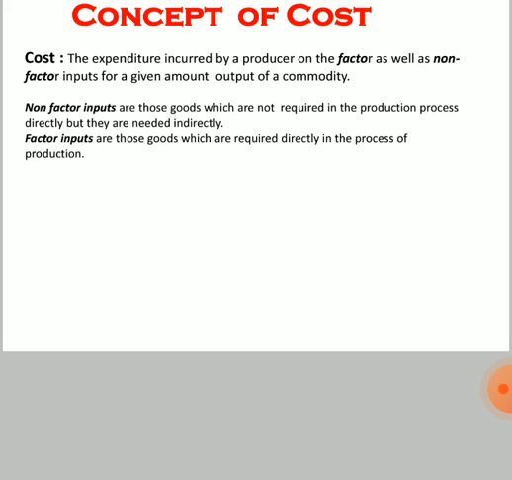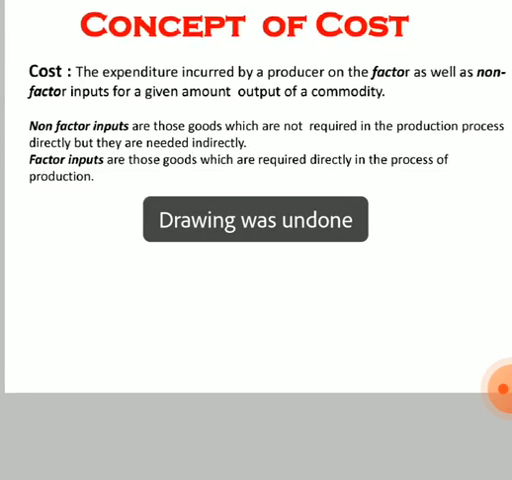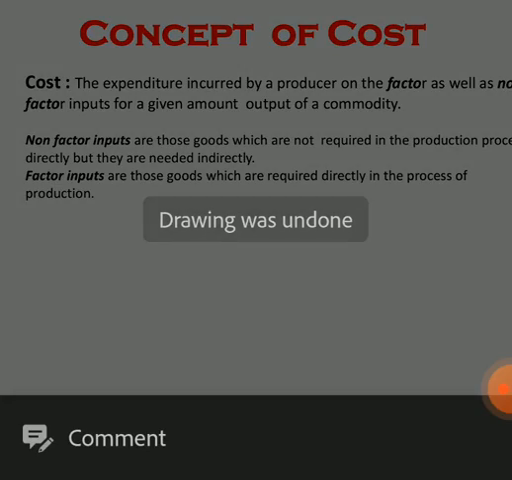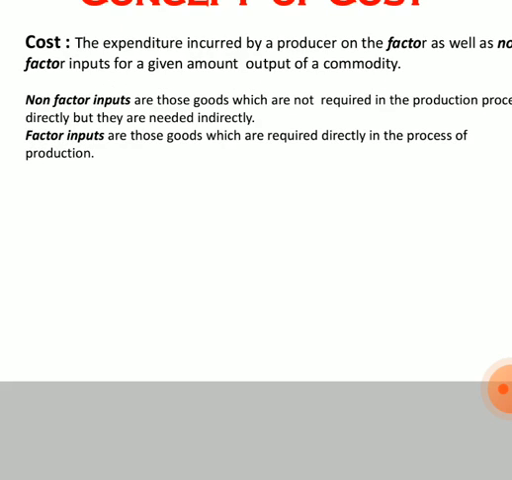So what are factor inputs? First we will see factor inputs, okay. So what are factor inputs? Those goods, those things which are directly used in the process of production. Means when we are producing something, so we require a few things: raw material, labor, etc. So those things which are directly involved in the production, okay.